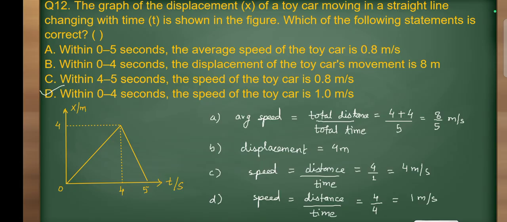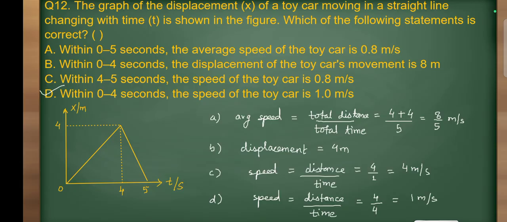So when the object is moving from 0 to 4 second, the total distance is 4 meter. When object is moving from 4 to 5 second, it is covering distance of 4 meter. So total distance will be 8 meter and total time is 5 second. So it will be equal to 8 by 5, which is equal to 1.6 meter per second. So option A is incorrect.